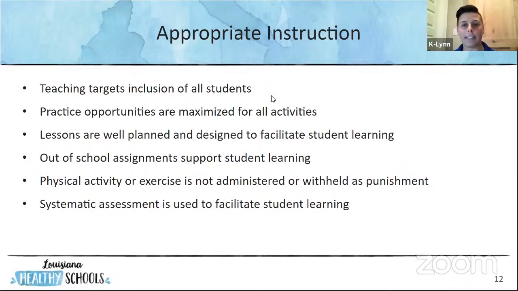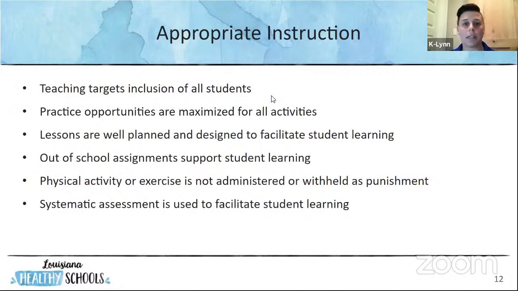I have some colleagues that aren't a fan of homework for PE, but out of school assignments, to me, are quality and a part of learning. It doesn't have to be homework, but if we can show them and send them home to do certain activities, maybe it's a physical activity bingo where they can do 10 minutes of activity at home, we're showing our students that we really care about this activity.